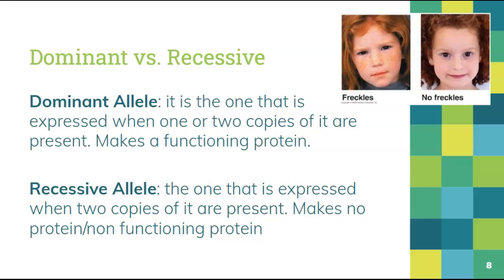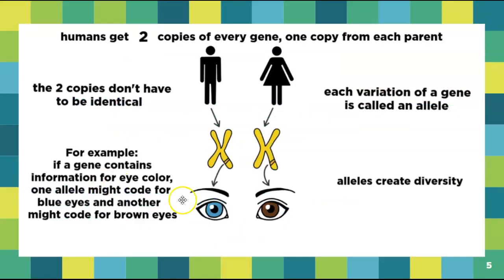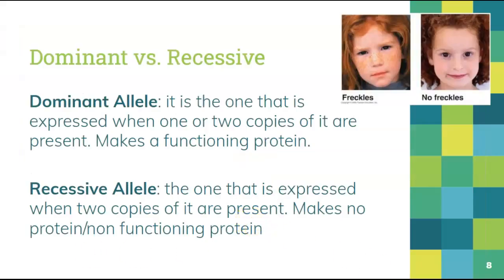Okay, a dominant allele is just the one that's expressed whenever it's present. You could have 1 of it or 2 of it, doesn't matter, but that is what we're going to see. And the reason we see it is because it makes a functioning protein. Okay, so freckles is an example of a dominant allele. If this was not for eye color, if this was for freckles, and you got just 1 or both of these that coded for freckles, boom, you got freckles. Why? Because you make a pigment protein in your skin that makes freckles. That's it. You got it. Now, a recessive allele is one that's expressed when 2 copies of it are present.